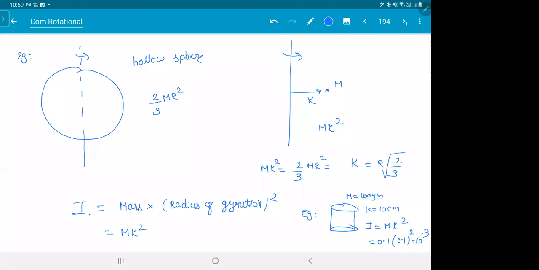So even if you forget what shape it is, what the formula for that shape is, it is okay. The answer is mk square, moment of inertia. So that way it helps. That is called radius of gyration. Not a big thing actually. So for different shapes, you can keep doing it.